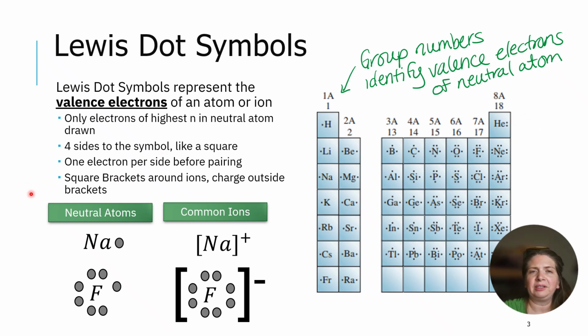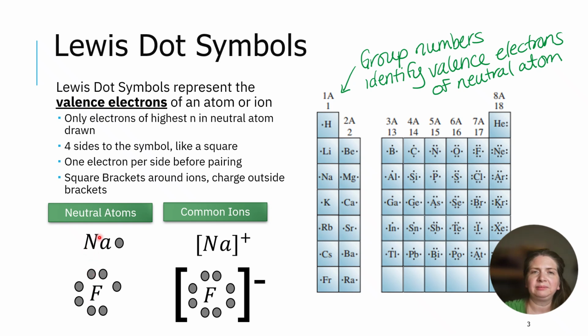When forming ions, atoms tend to gain or lose electrons so that they have the same number of electrons as the nearest noble gas. For instance, sodium tends to lose one electron to have the same electron configuration as neon. Fluorine tends to gain one electron to achieve the same electron configuration as neon. When drawing the Lewis dot symbols for ions, we begin with the Lewis dot symbol of the neutral atom.